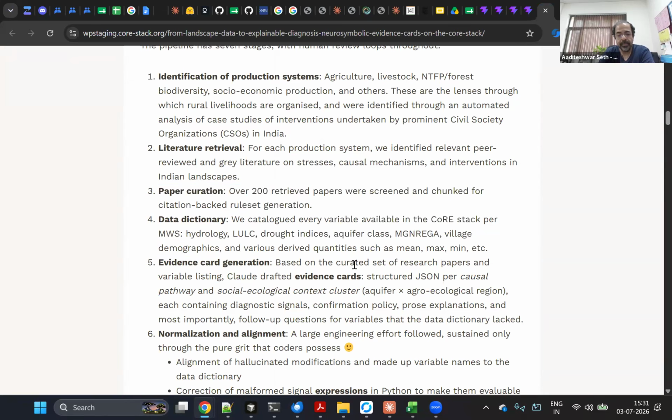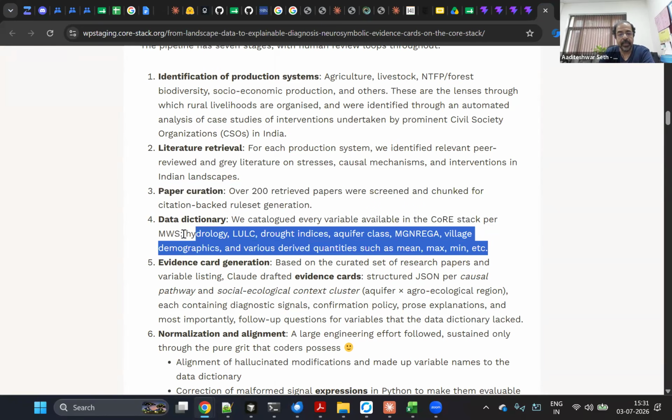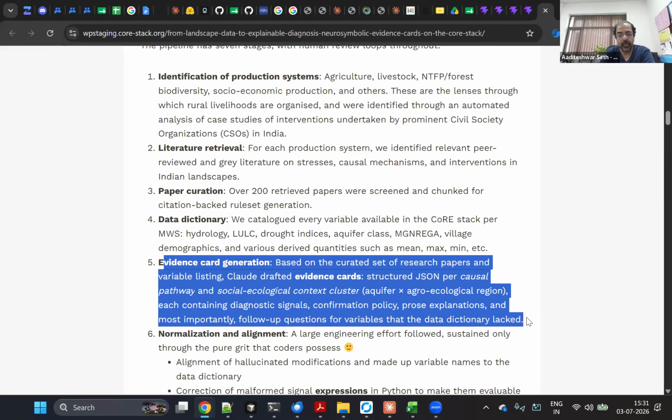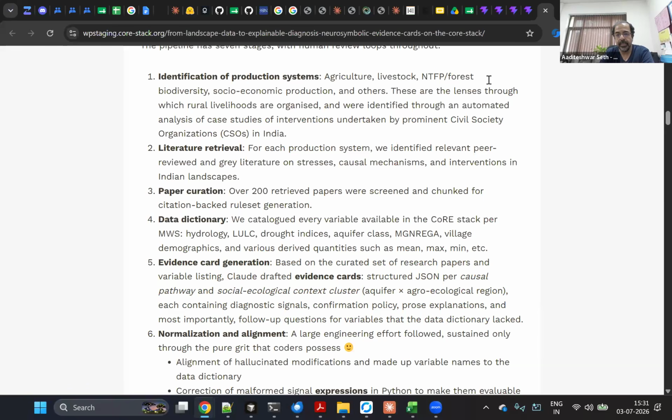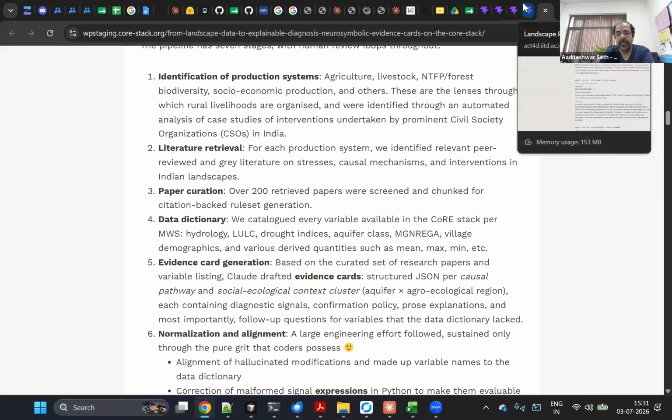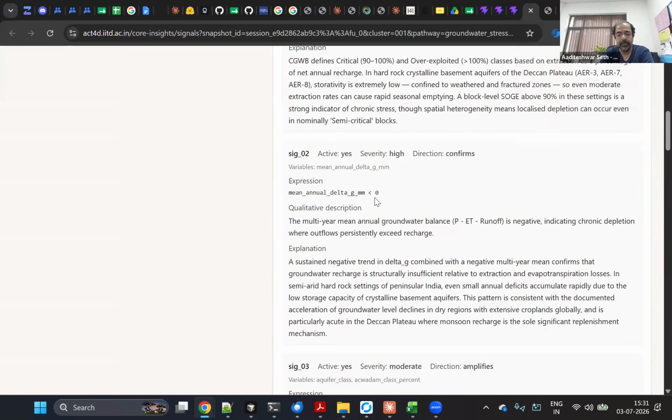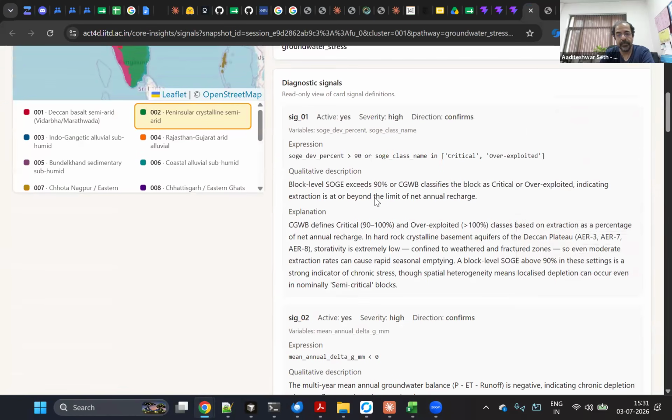In addition, we provide a list of all these variables. So we built a data dictionary which lists all of these variables, and we gave that in the prompt to Claude. And then we asked it, can you suggest what sort of rules make sense? And that's what it ended up giving us. These are the rules.